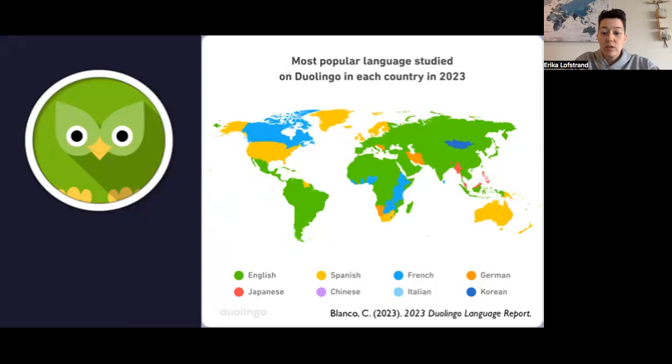Just some interesting information that I came across while I was researching. Here you can see that the most commonly studied language in Canada is French. In Europe, Africa, and South America, English is the most commonly studied language on Duolingo, and in the USA, Spanish is the most studied language.